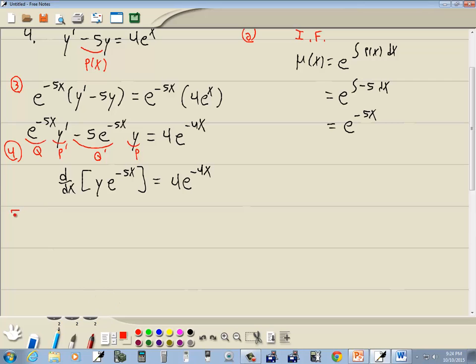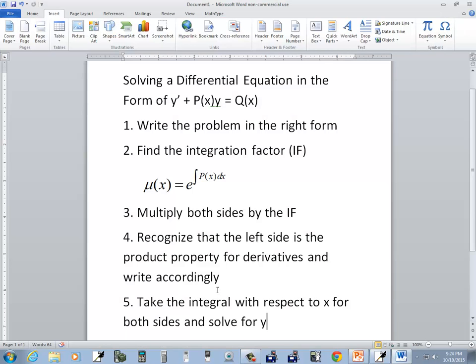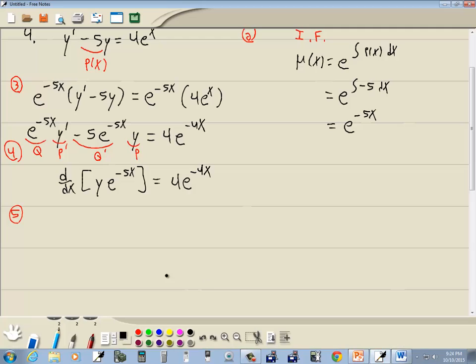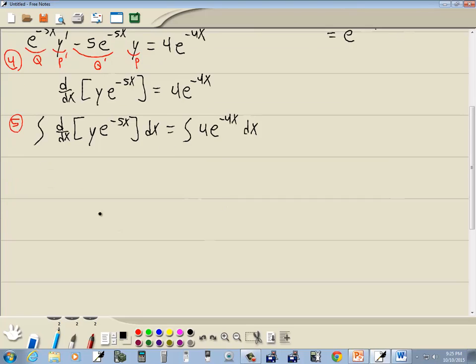Step 5. Take the integral with respect to x for both sides and solve for y. So we got the integral of this derivative, and then we got the integral of this one, 4e to the negative 4x dx. Over on the left side, those cancel and gives us ye to the negative 5x. Over on the right side, I can take that 4 and put it out in front, so I don't have to worry about it. Then the integral of e to the negative 4x dx.